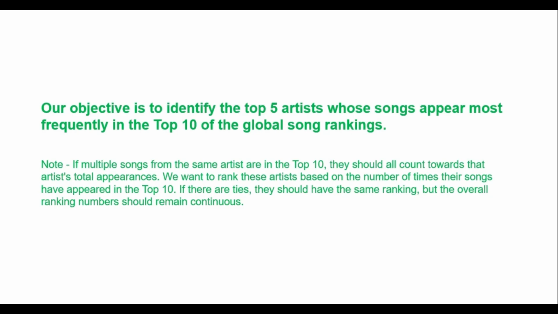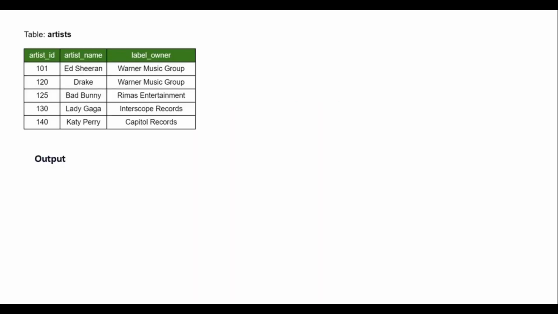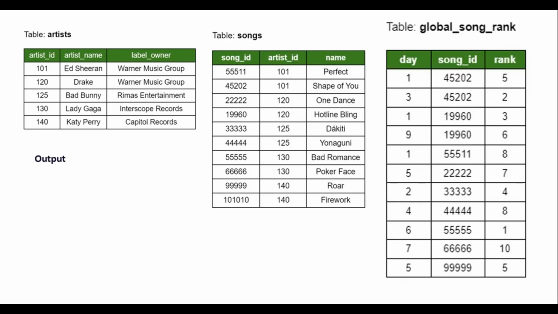So let's now understand what the input table and the output table are. As we can see, we have the artist table, the songs table, and the global song rank table. And since we want to identify the top 5 artists whose songs appear most frequently in the top 10 of the global song ranking, let's look at the artist name and artist ID. For the artist Ed Sheeran, with the artist ID 101, we can see that in the songs table, this artist has two song IDs, that is 55511 and 45202.